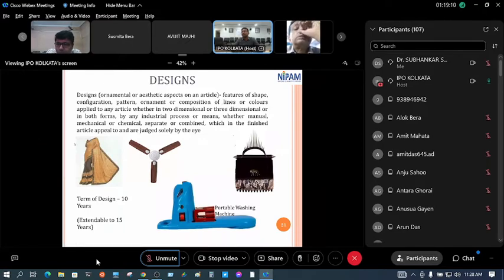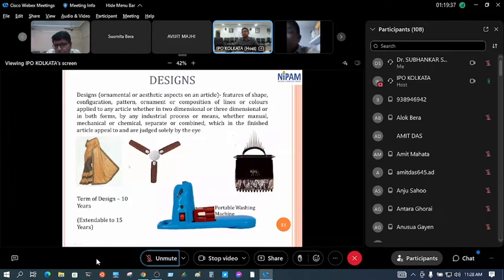ornament or composition of lines or colors applied to any article, whether in two-dimensional or three-dimensional or in both forms, by any industrial process or means, whether manual, mechanical or chemical, separate or combined, which in the finished article appeal to and are judged solely by the eye. The most important thing is this should be judged by eye. So you can see here, this is design of a sari, design of a fan, bag, and washing machine.